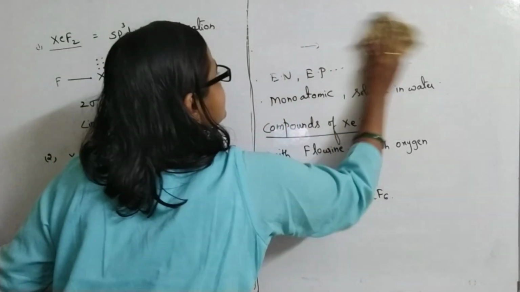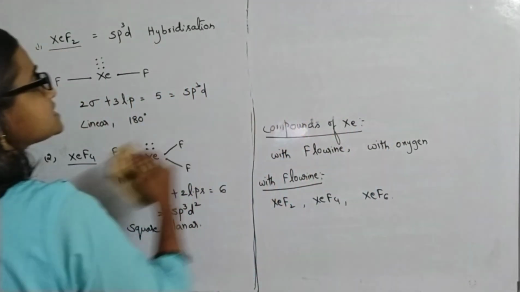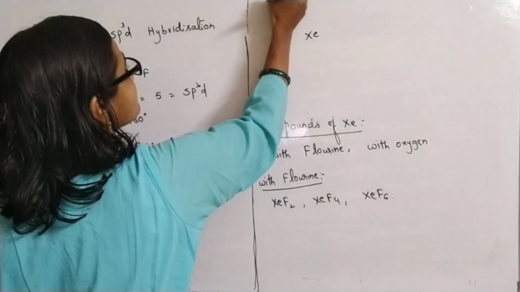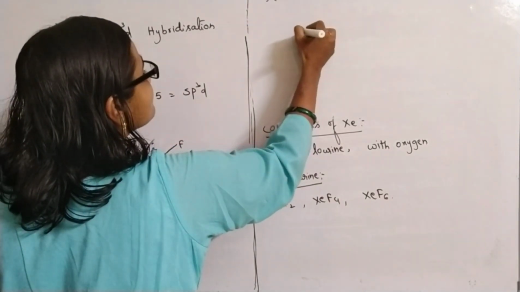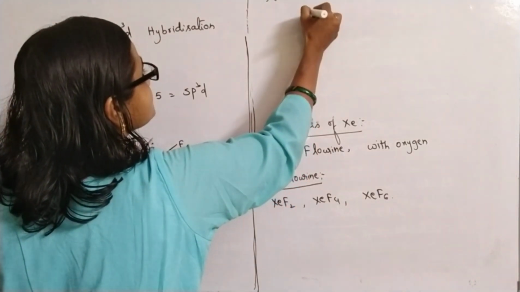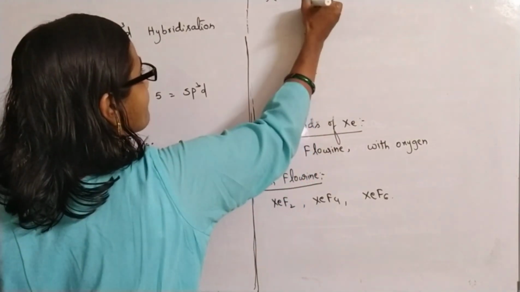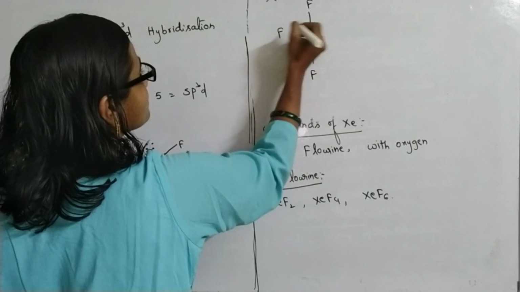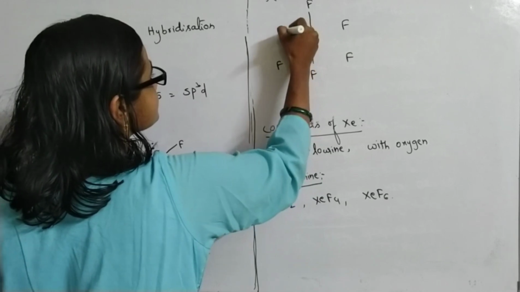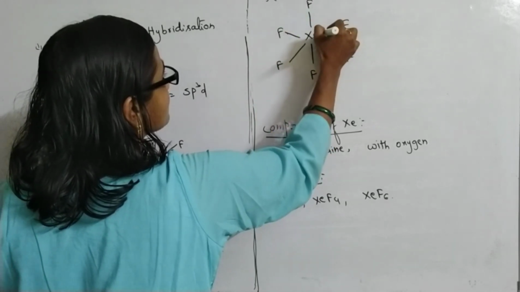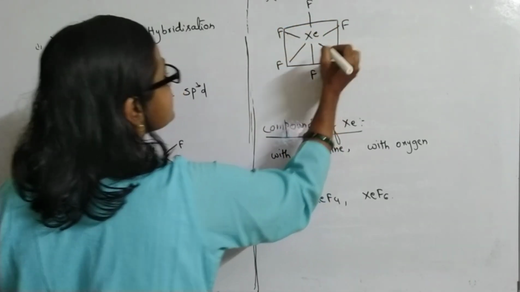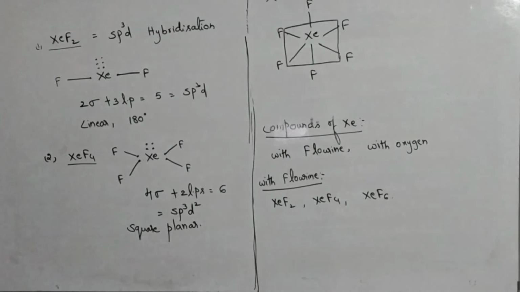Okay, XeF6. With 6 electrons, it will form bonds with 6 fluorines. If you go for up 1, down 1 fluorine, and then fluorine, fluorine, fluorine, fluorine, totally 6. You will find the structure of XeF6 like this, and it is left with what?